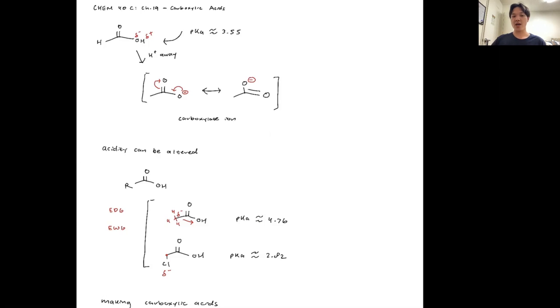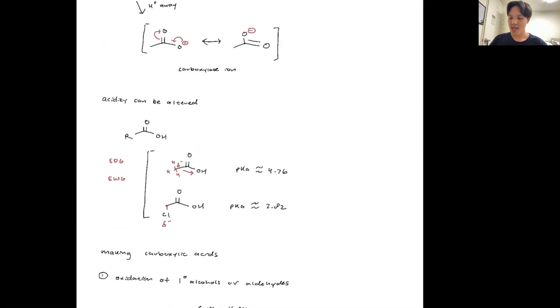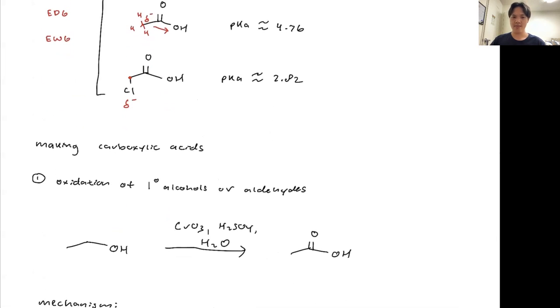And let's move on to how we actually make these carboxylic acids. So in 40A and 40B, you learned about oxidation and reduction, right? In 40A, you focused on alcohols, while in 40B, you focus on carbonyls. And you can actually oxidize a primary alcohol, right? Because secondary alcohols oxidize into ketones. You can either oxidize a primary alcohol or an aldehyde, right?